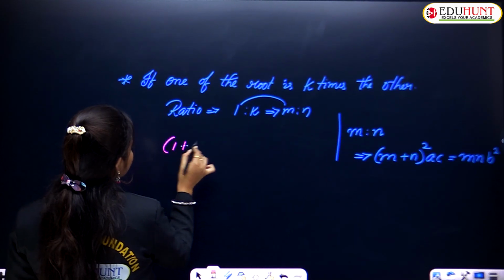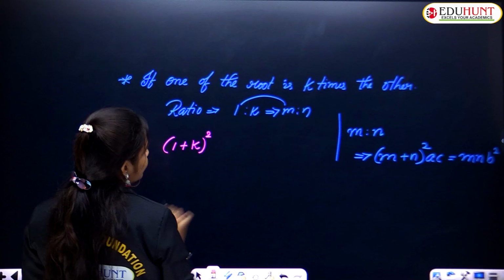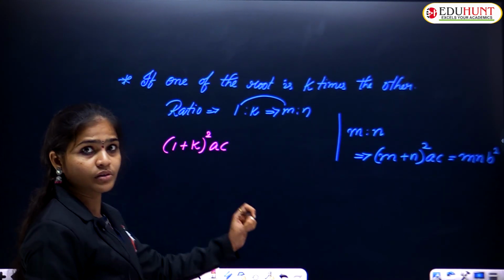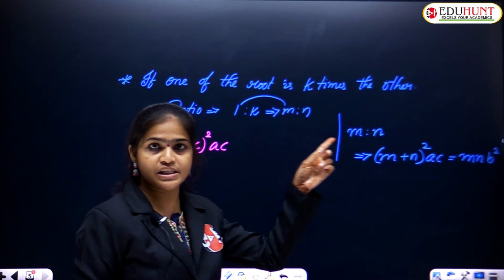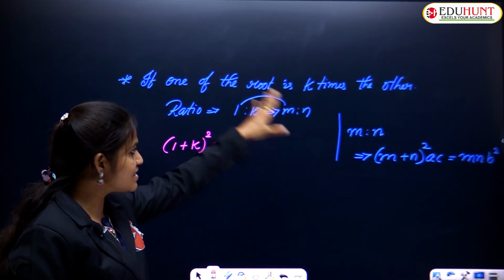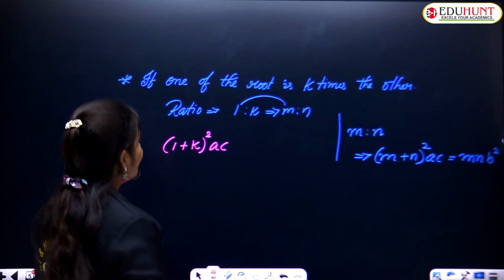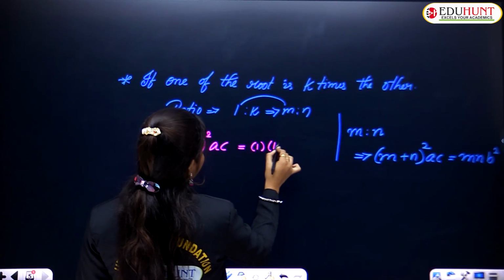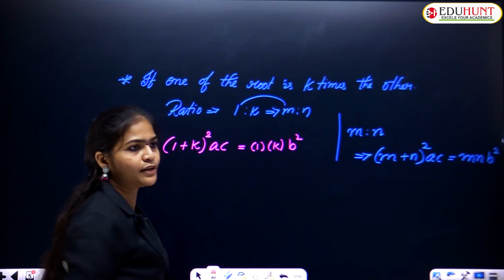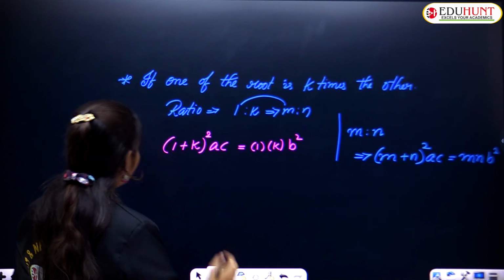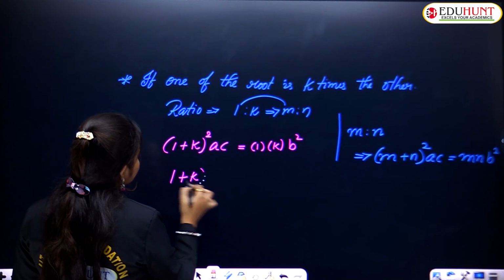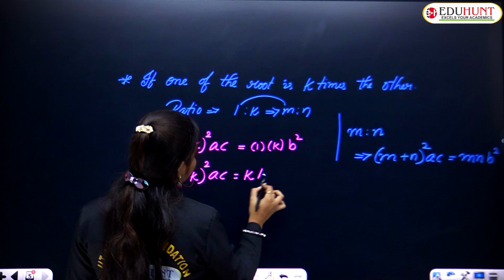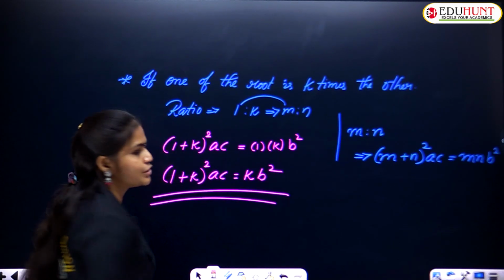So we can write (1 plus k) whole square into ac. ac means the terms related to the equation, those two terms, so no need to change them. Just change the m and n values only. This is equal to m into n, so 1 into k, b square. b is also related to the equation, so no need to change that. So from this, (1 plus k) whole square ac is equal to 1 into k, that is k b square. So this is the condition.